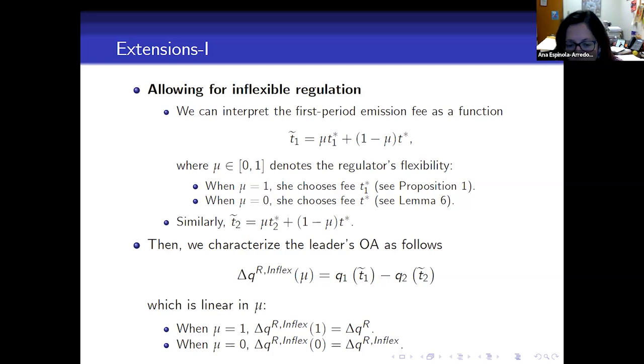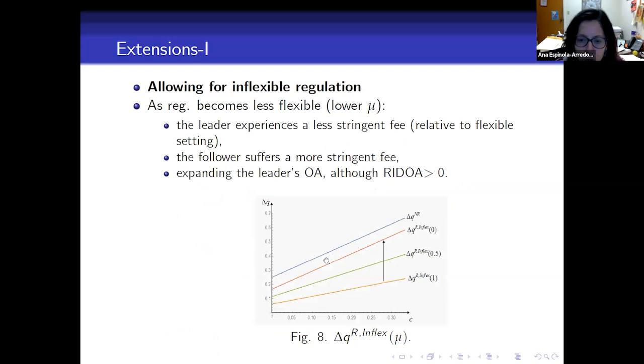So this is very useful because this will allow us to see how the degree of flexibility or inflexibility affects the leader's output advantage. Notice that we can do exactly the same arrangement for the emission fee that the follower faces. I will focus the analysis on the emission fee that the leader faces because we want to examine how the degree of flexibility affects the leader's output advantage. And that's presented with the following figure. So again, using the first graph that I presented at the beginning, we have the blue line, which represents the leader's output advantage with no regulation.